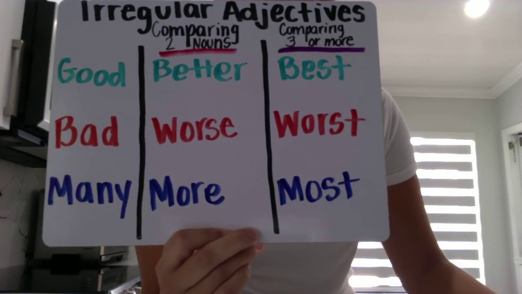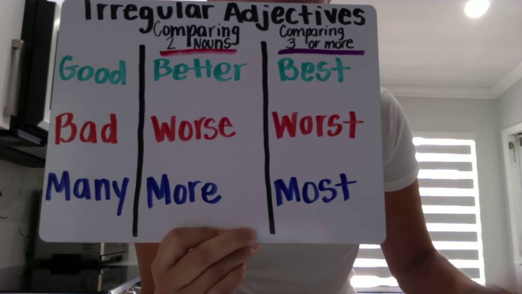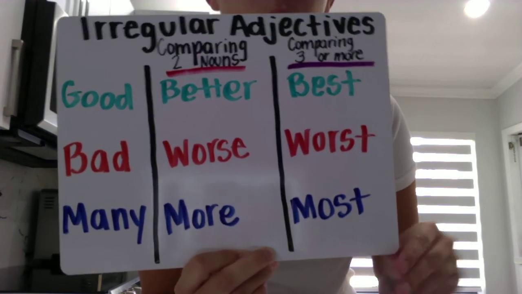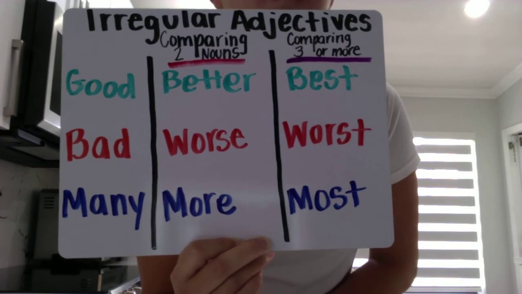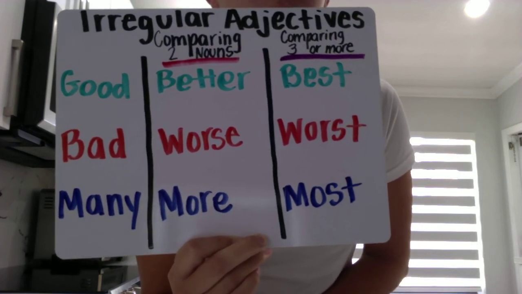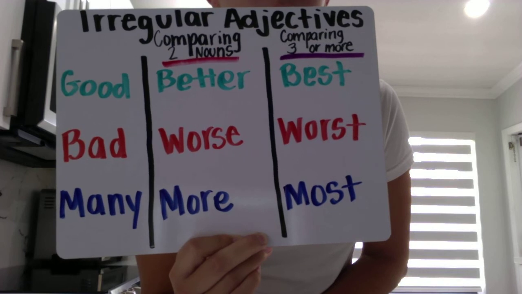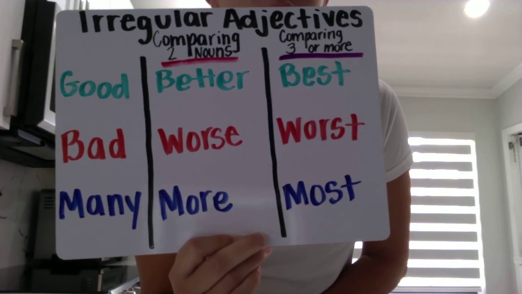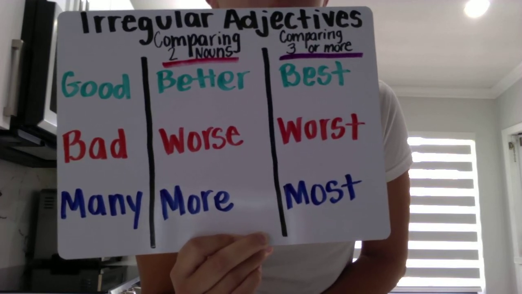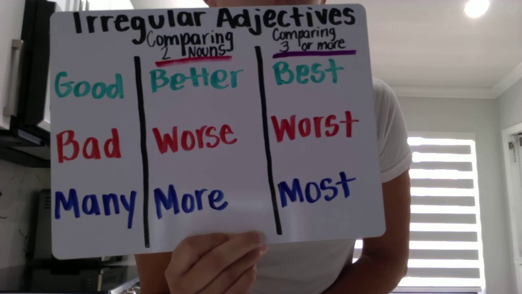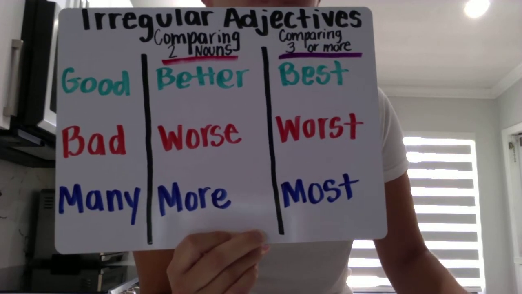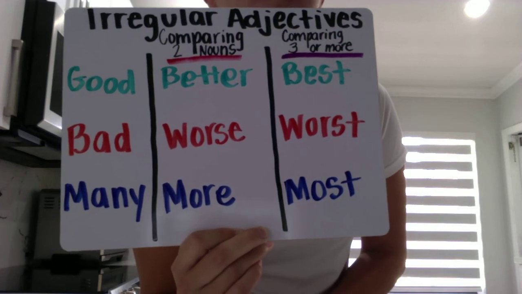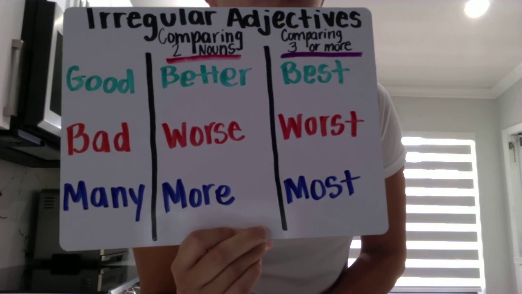Now, good, when you compare two, it is better. When you compare three or more, it is best. Bad, when comparing two, is worse. Then, think about three. You change the E to a T. Three begins with T. All right, worst. Now, many, comparing two nouns, we have more. Comparing three or more, we have most.